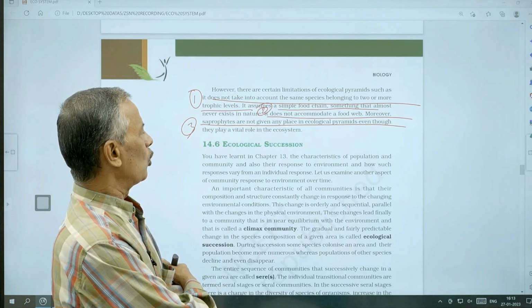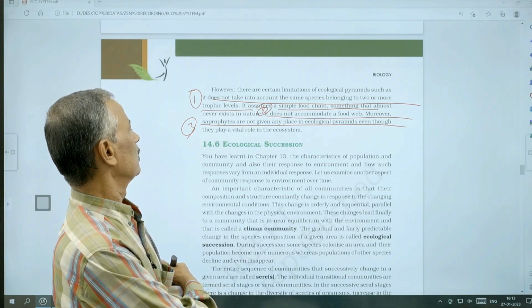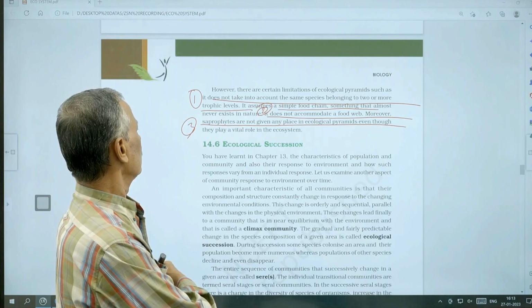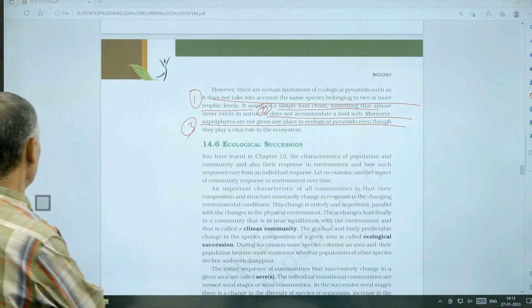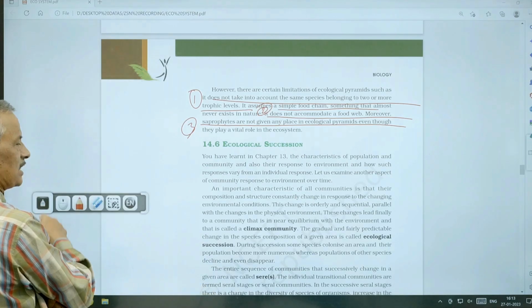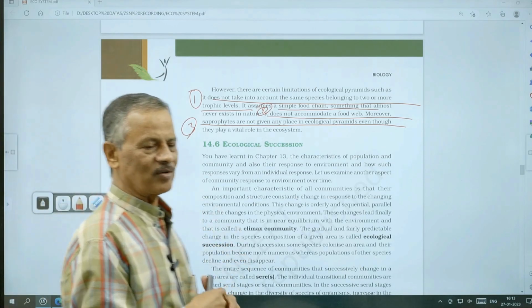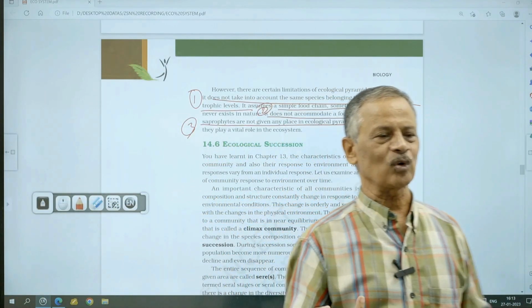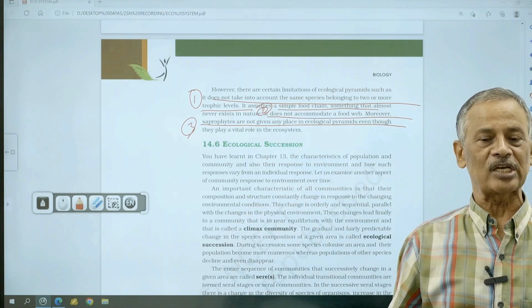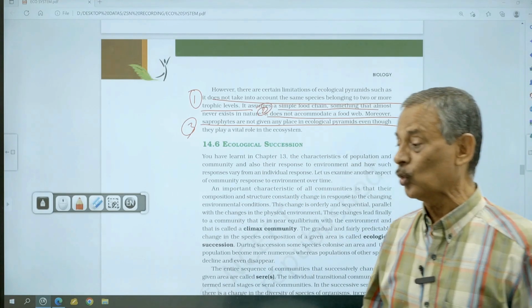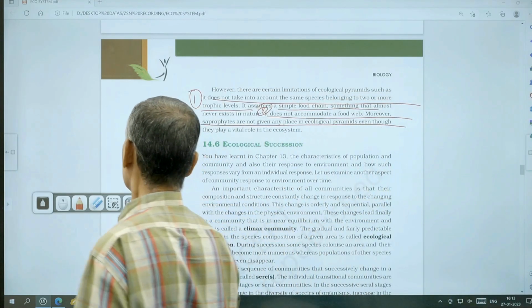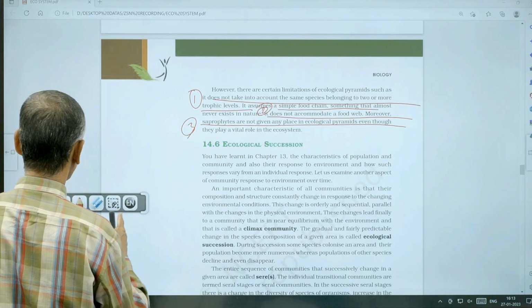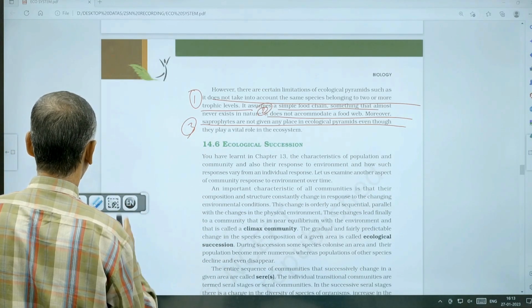Now, we go to the next point, ecological succession. Just like organisms are evolving, the ecosystem is also evolving, undergoing constant change, but this change is so slow. So it will take a lot of time to witness that change.